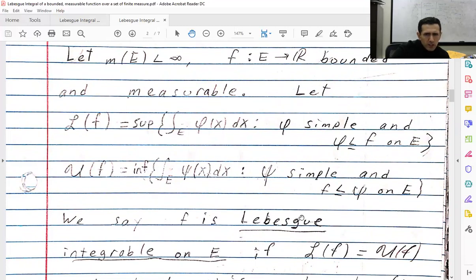So I should mention, as long as f is bounded, doesn't even need to be Lebesgue measurable, these two are always going to be defined, particularly this set here of real numbers is going to be bounded below, and this set's going to be bounded above. And the lower Lebesgue integral is less than or equal to the upper Lebesgue integral. It's very easy to prove, and I'll leave it for homework.